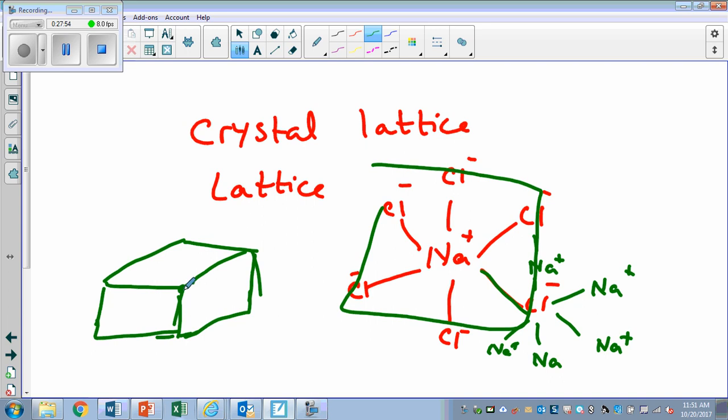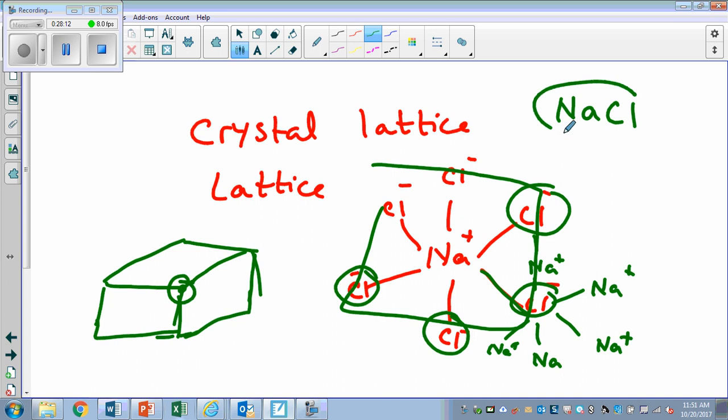Each one here is surrounded by this, and then there are some perpendiculars on this. So each of them is surrounded by 6 chloride ions. For different compounds, it's a different number, but this is the simplest unit of ionic compounds. For sodium chloride, each sodium ion is surrounded by 6 chloride ions, and each chloride ion is surrounded by 6 sodium ions. This unit structure is called a lattice.